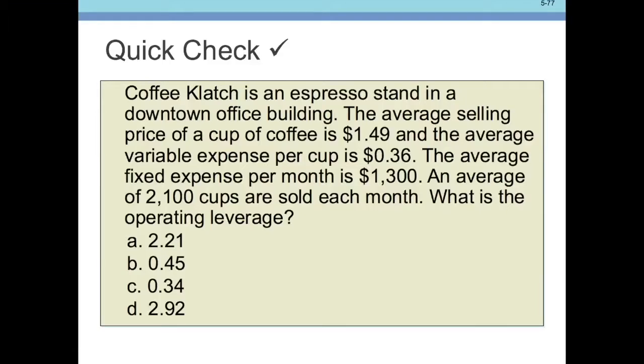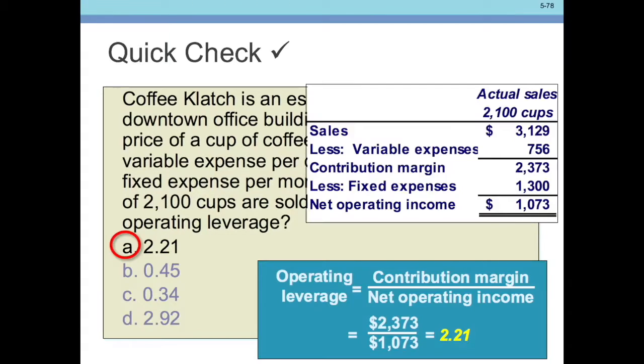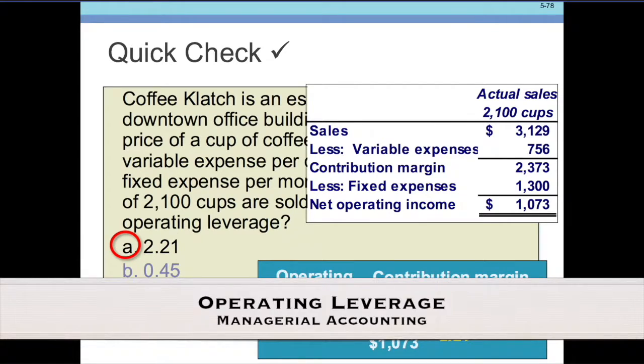So let's look at Coffee Klatch before we get into that. Coffee Klatch, it's got its 1,300 and 2,100 cups. The question is, what is the operating leverage? So we can see that from the actual cups. Sales are 31.29, variable expenses 7.56, contribution margin 23.73, fixed 1,300, operating income is 1,073, and if we divide 23.73 by 1,073, we have an operating leverage of 2.21.